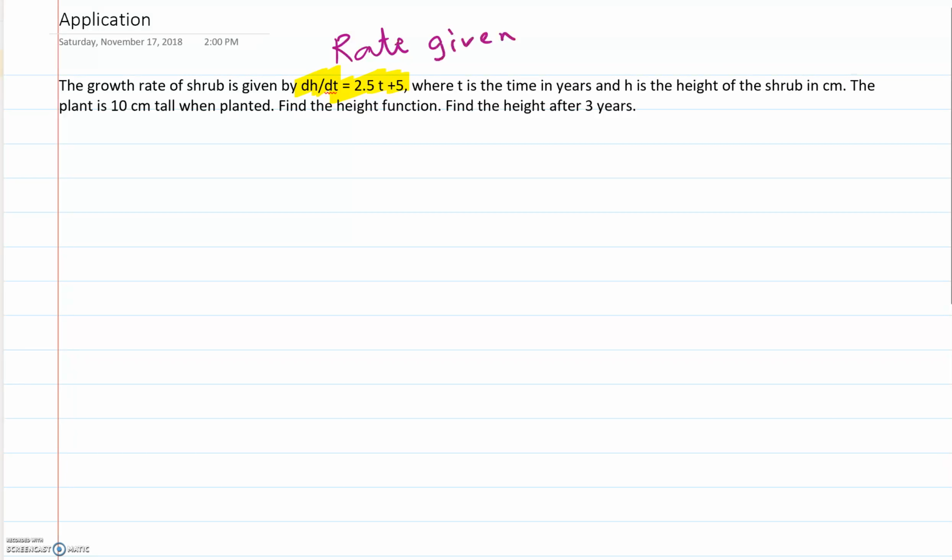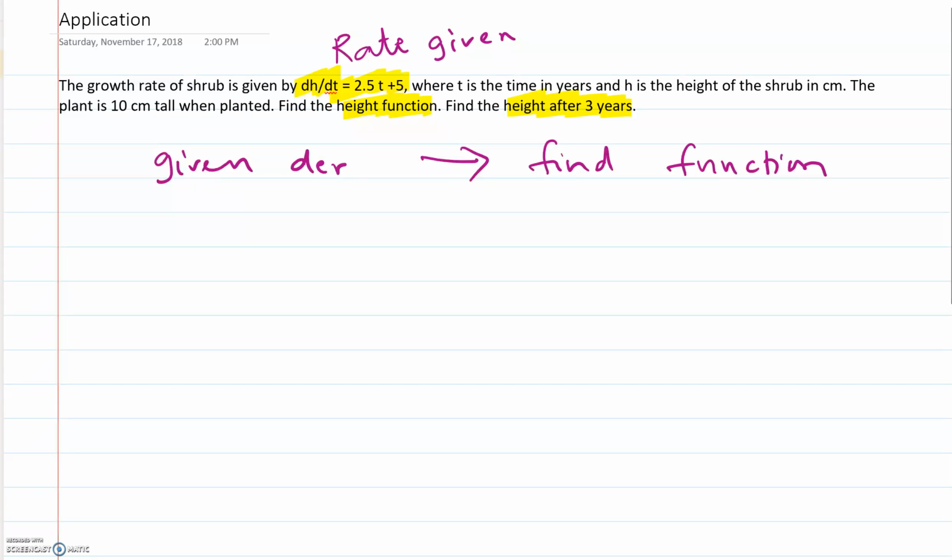Right? And we want to find the height function, and also the height after 3 years. So given the rate of change of height, we want to find the height function. Given a derivative, we want to find the function. So this is the integration process. We're going to do integration.